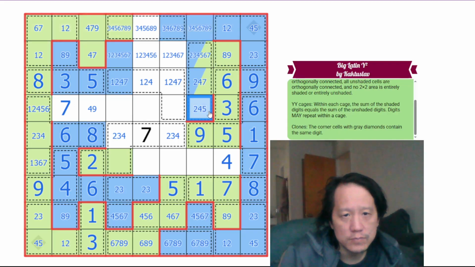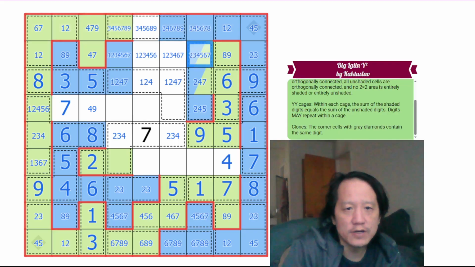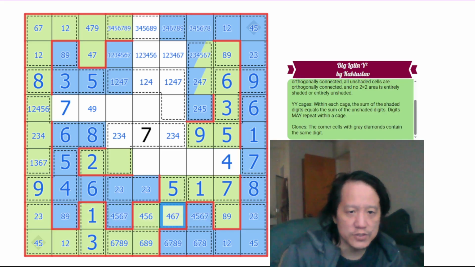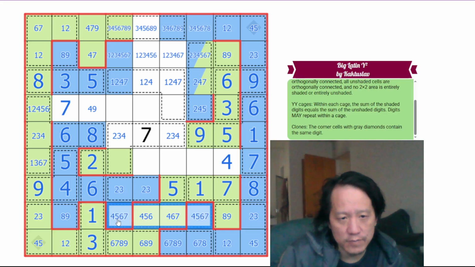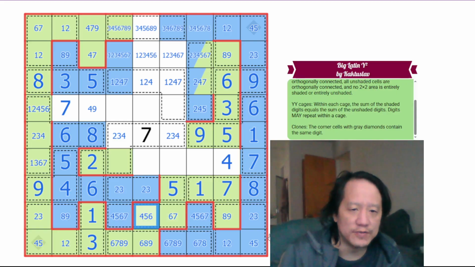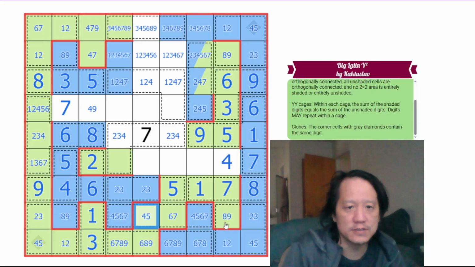This can't be 9 because of 9 in the column. This can't be 9 because of 9 in the column. So again, these are 4, 7, and 5, 6. If this is a 4, 7 pair, this is 4 and this is 7. If this is a 5, 6 pair, this is 5 and this is 6. So this can't be 6 here.